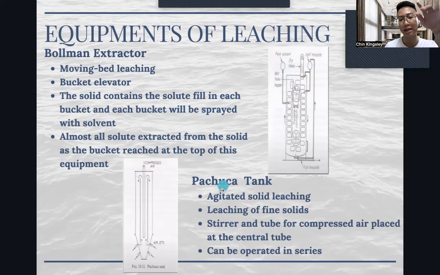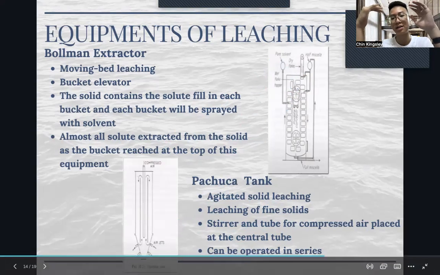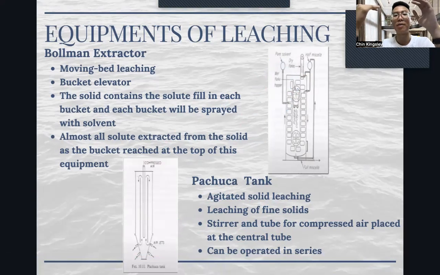We are going to the next equipment, which is the Pachuca tank. The Pachuca tank is agitated solid leaching. It is leaching of fine solids, and it acts as a stirrer, with a tube for compressed air placed at the central tube. So it can be operated in series as well.